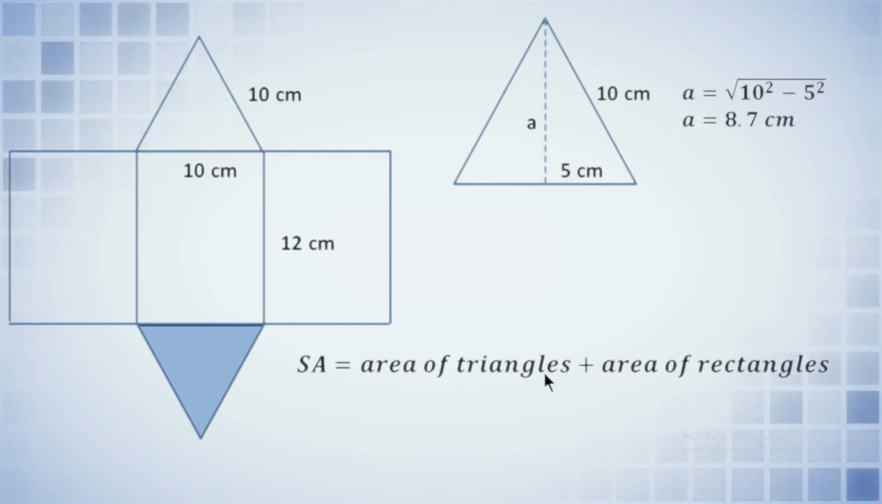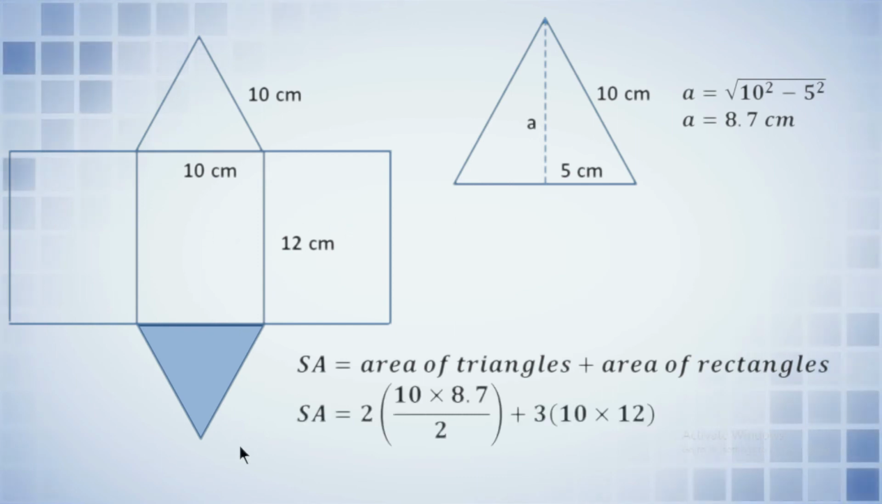Surface area equals the area of the triangles. Actually, there are two triangles, this one and this one, plus the area of the rectangles. There are 3 rectangles, 1, 2, and 3. So the surface area equals 2 times the area of the triangle, 10 times 8.7 over 2. Base times the height, which is 8.7, over 2. Plus 3 multiplied by the area of a rectangle, 10 times 12, from this side multiplied with this side. So using your calculator, you'll find that the surface area equals 447 centimeters square.